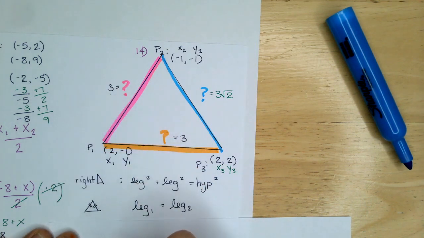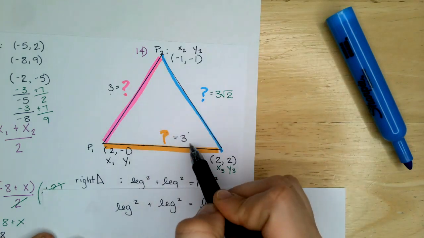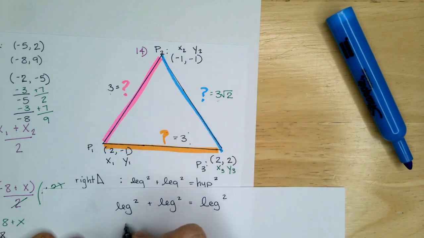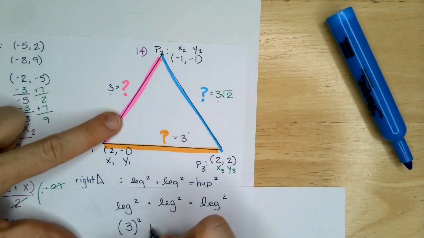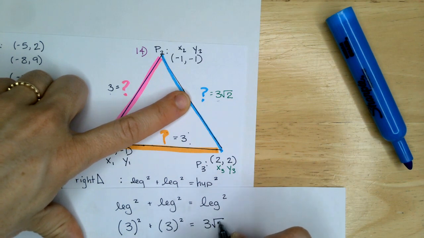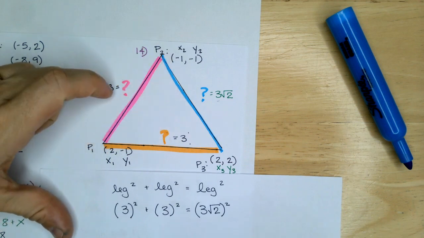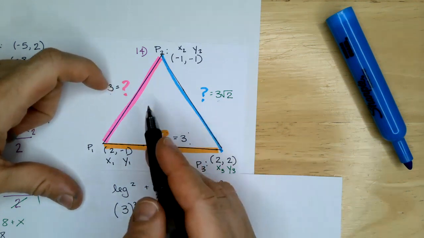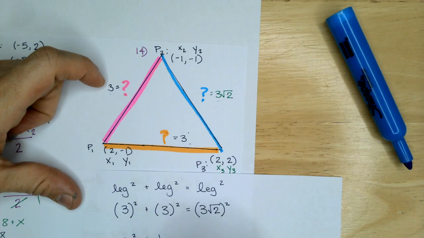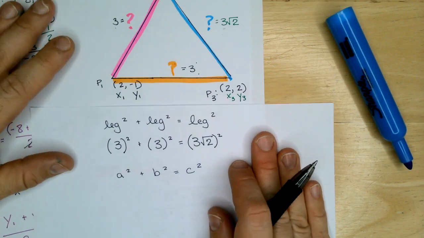If it's a right triangle, then leg squared plus leg squared will equal the longest side squared. These two are clearly shorter because 3 is smaller than 3 times the square root of 2. So if I take this leg, square it, this leg, square it, will it equal that number squared? Like you could say this is leg A, leg B, and leg C. Is A squared plus B squared equal to C squared? That is what we're asking about right triangles.